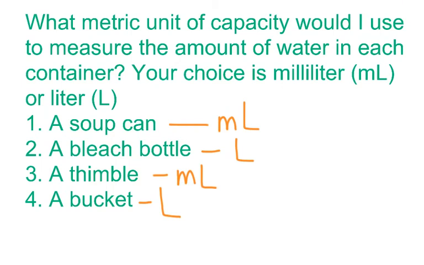All right, a soup can is smaller than a liter. It seems like it's holding a decent amount, but it's definitely smaller than a liter. So we would go ahead and use milliliter to measure the liquid in there. A bleach bottle, if you've seen the larger jugs, those are measured in liters. The teeny tiny thimble, I'm sure you knew, would have to be milliliters. And then finally, a bucket would be measured in liters.